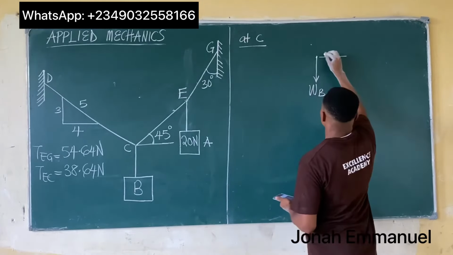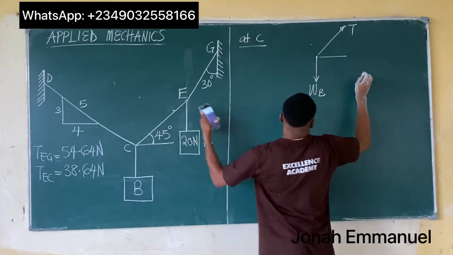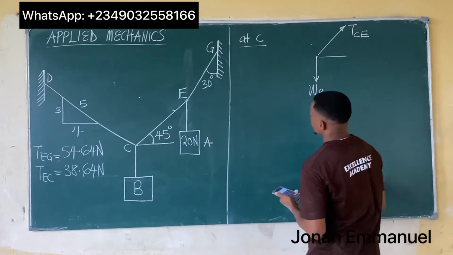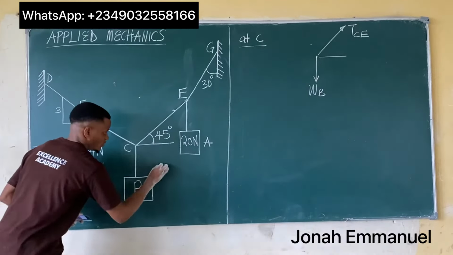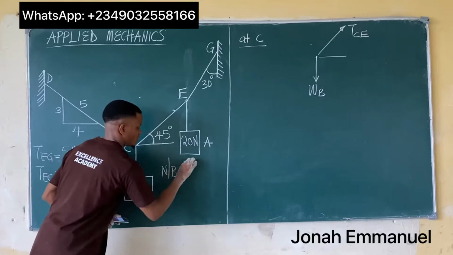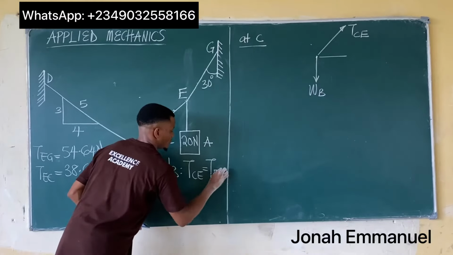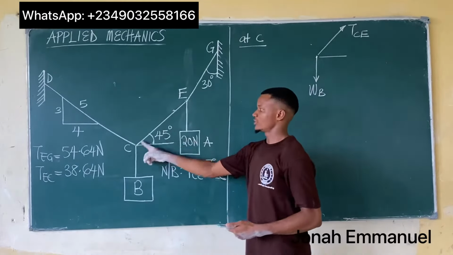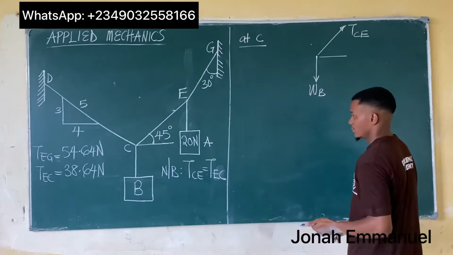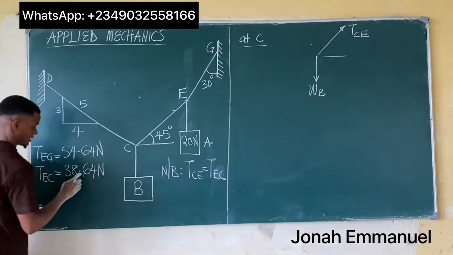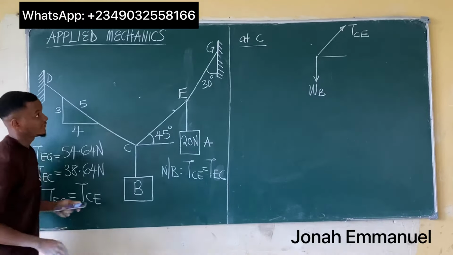I have this angle here. This space here is T from C to E, CE. And please note that TEC is equal to TCE. Right? It's the same cord. They're the same cord, so the tension on the cord will be equal throughout. So it's the same thing. TEC is equal to TCE. Alright, very important to note.